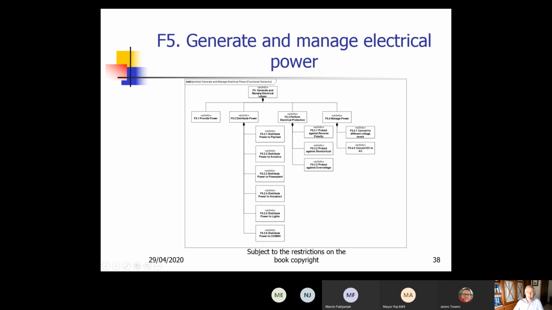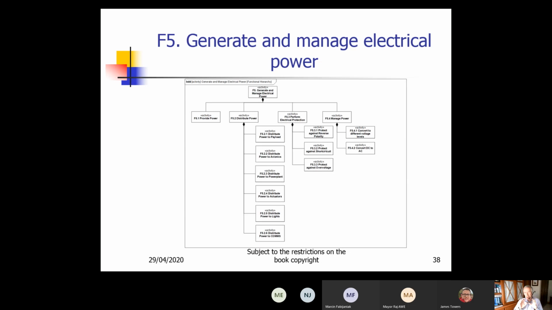Here we have the children of F5, that is, generate and manage electrical power. It's very important, this distribute power child. Also very important are the functions related with electrical protection. We have protect against reverse polarity, protect against short circuits, and protect against overvoltage. So we develop these functional hierarchies to be complete enough.